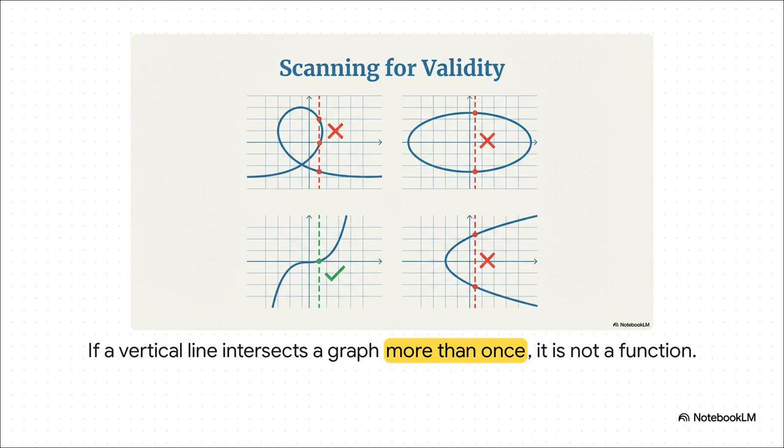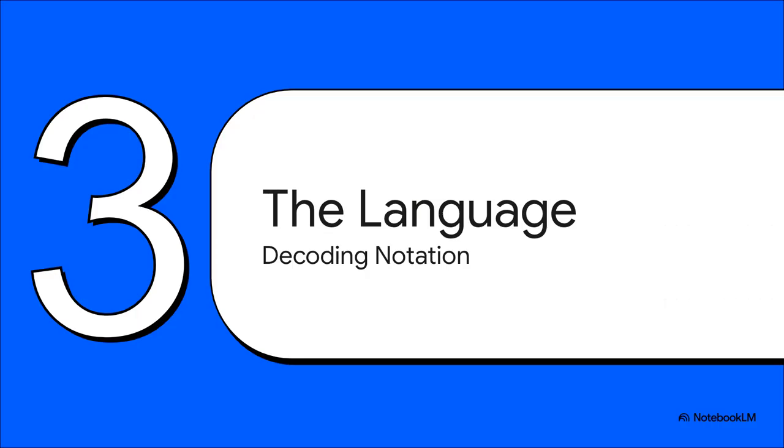But now, look at the S-shaped curve on the bottom left. No matter where you draw a vertical line, it only ever crosses the graph one time. That one passes the test. It's a function. Okay, section 3, the language.